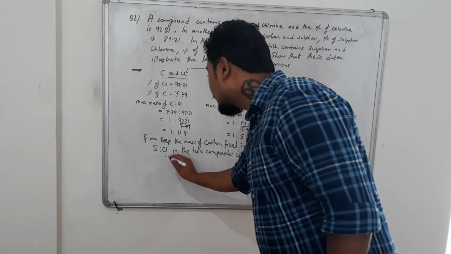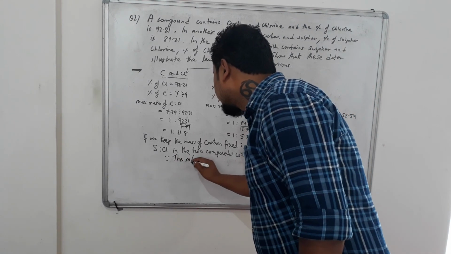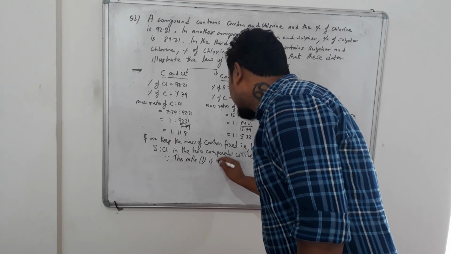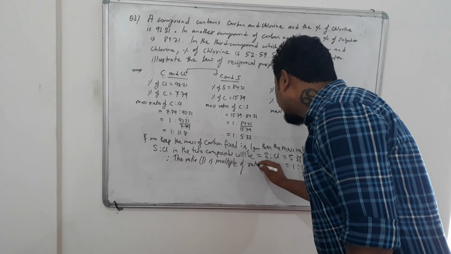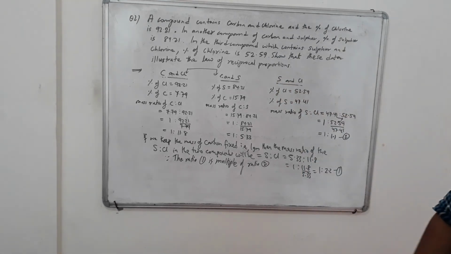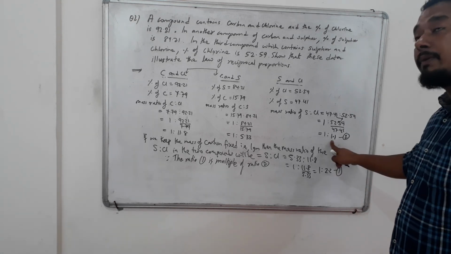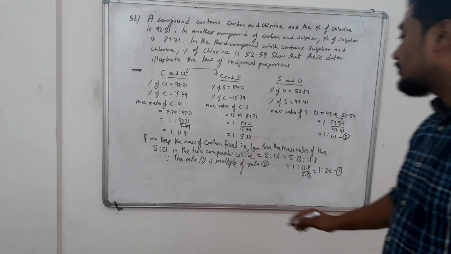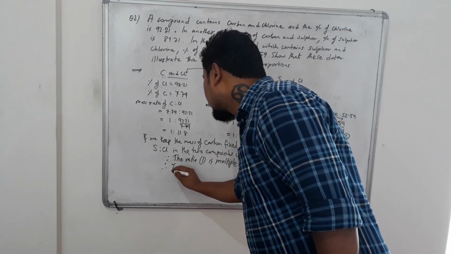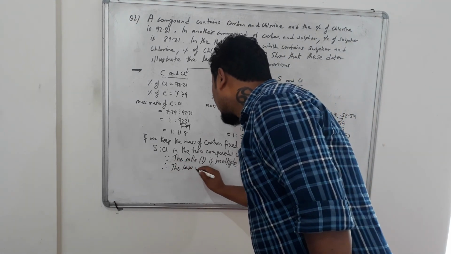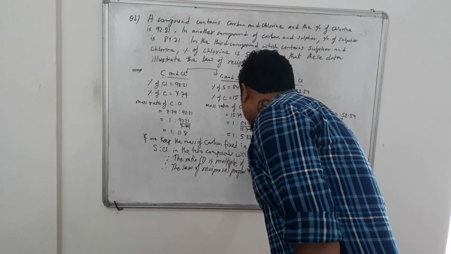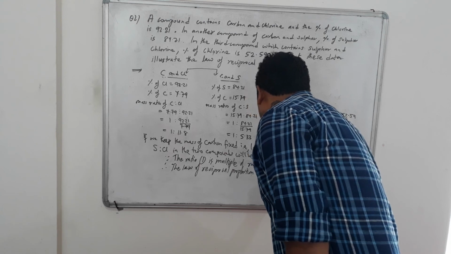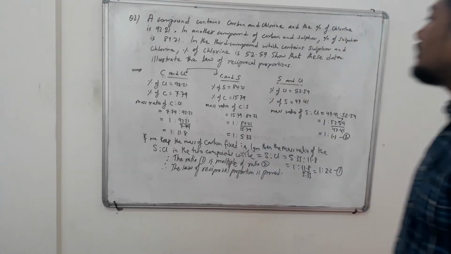So since ratio 1, 2.2, is more than 1.1, ratio 1 is the multiple of ratio 2. Therefore, the law of reciprocal proportion is proved. So you understood this is how we prove the law.